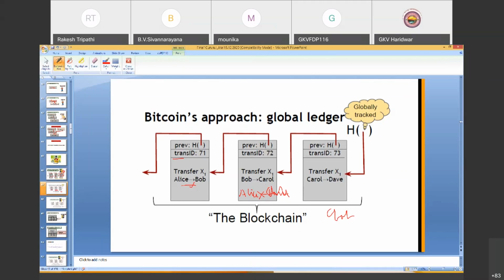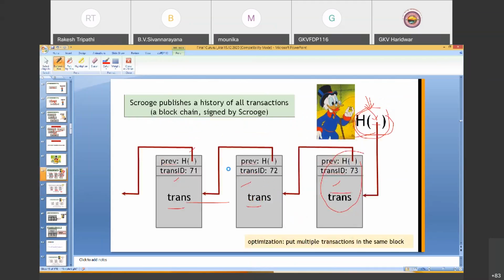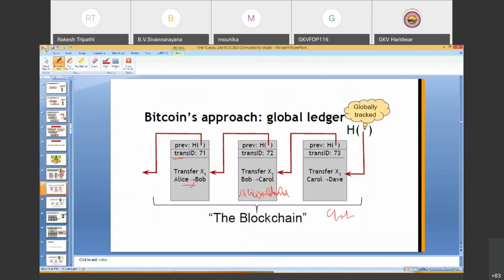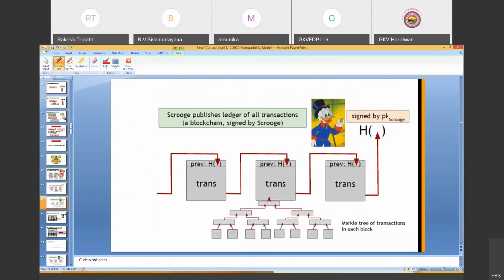Why? Chuck can see from the distributed, public platform ledger that this transaction with this sequence number is already there. So the double spending problem is solved. Here, rather than having one transaction, we have all transactions in the form of a Merkle tree. The hash of this root is stored here. So we can do this optimization, and the hash of this head will be signed by Scrooge.